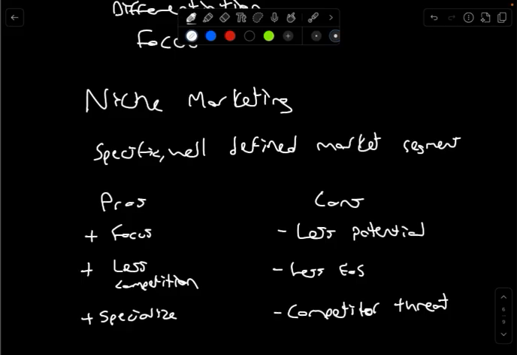And there are some disadvantages as well. There's less potential because there are obviously a lesser number of customers and less growth. They may not exploit economies of scale compared to larger companies because they produce less, and because of this their average unit cost tends to be higher. And then because they may attract competitors, a large firm entering the market might endanger the survival of business operating in these niche markets.